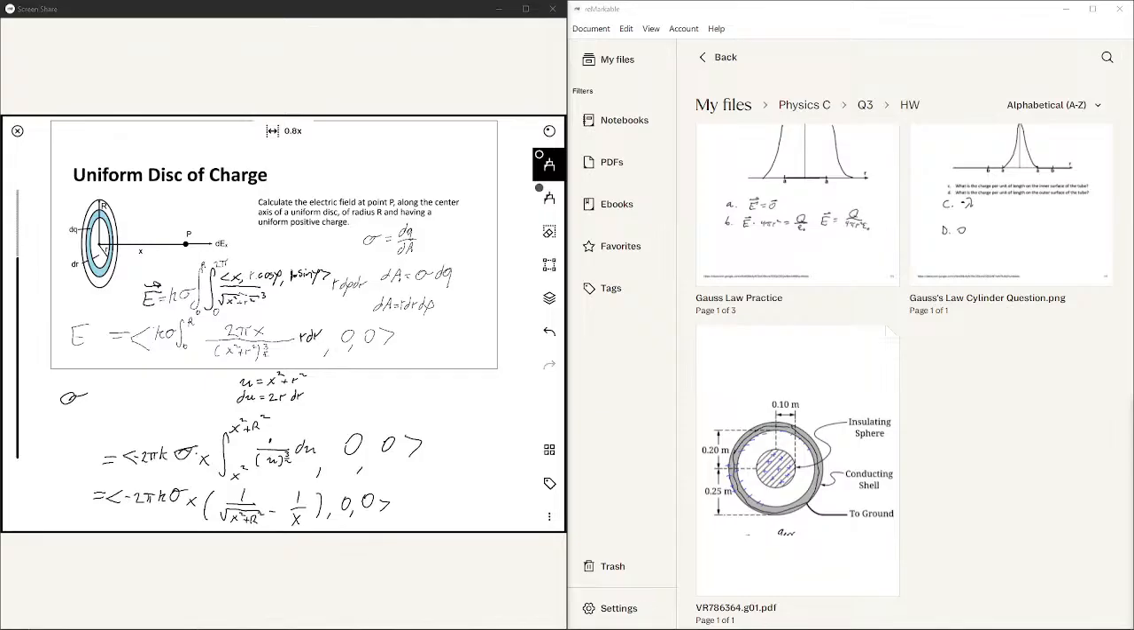We can also substitute sigma is equal to dq over dA, so that's q over A, and A is going to be pi r squared. So that's going to become q over pi r squared. Yeah, that's the final answer. Really kind of stupid answer.